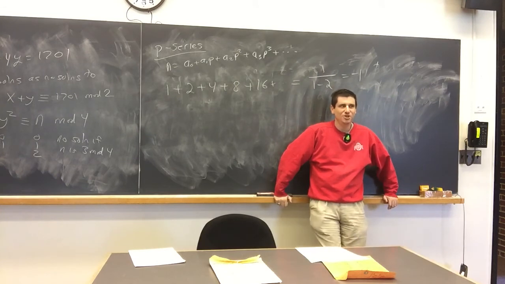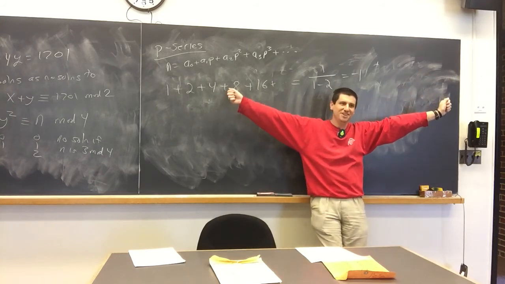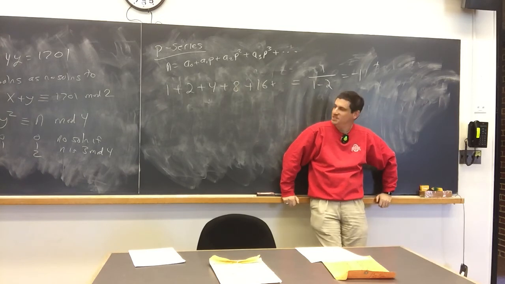Right? So the sum of all the powers of 2 overshoots infinity, comes in from negative infinity, and almost makes it back to 0. Does this make sense?